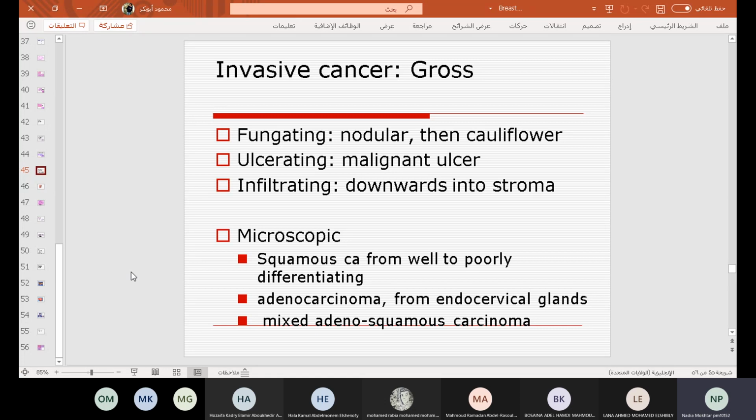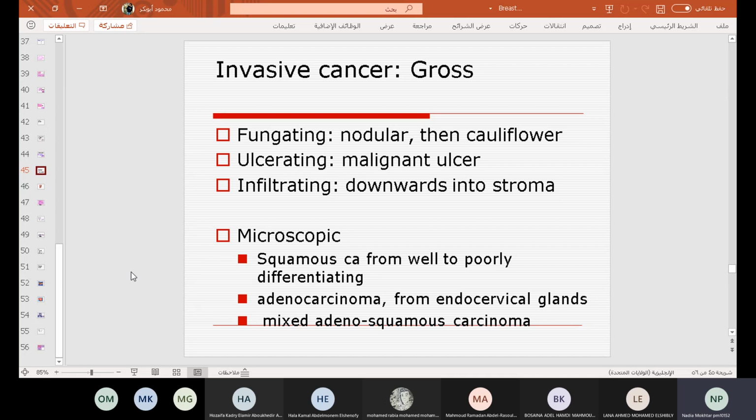Or it can form an infiltrating tumor, not ulcerating and not cauliflower, but directly invading deep tissues. So fungating, ulcerating, or infiltrating. Under the microscope, because the ectocervix is lined by squamous epithelium, naturally the tumor will be squamous cell carcinoma. The grades are exactly as we said in the breast: low grade, moderate, or high grade. We will see the examples. Or it can be adenocarcinoma.